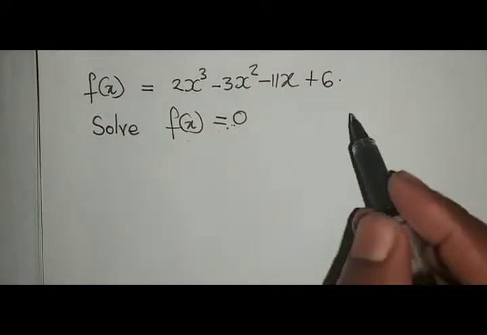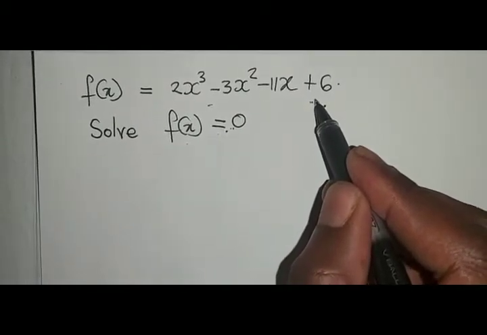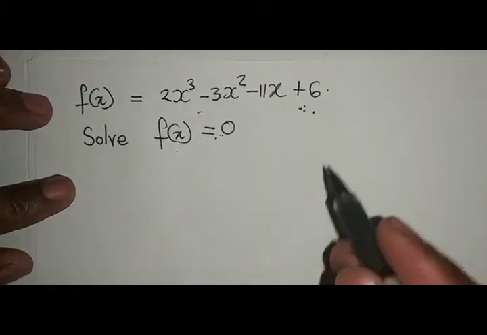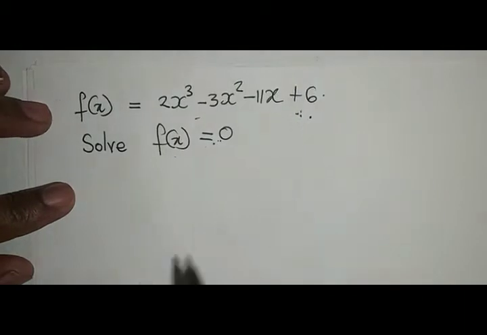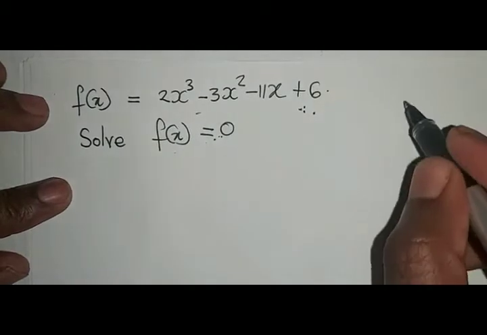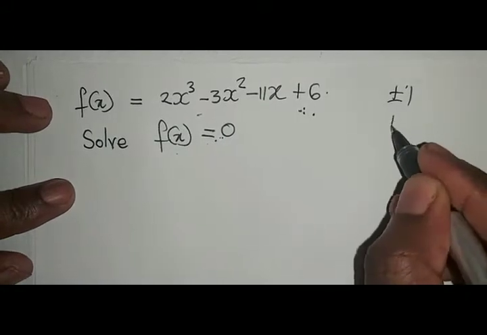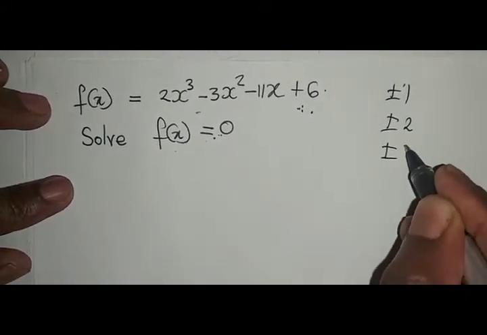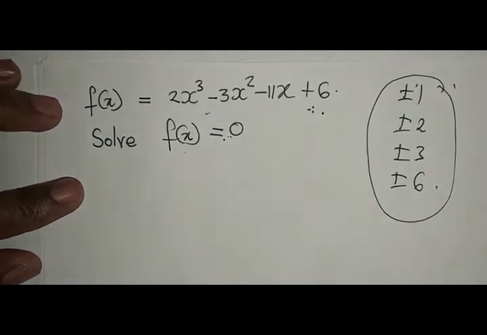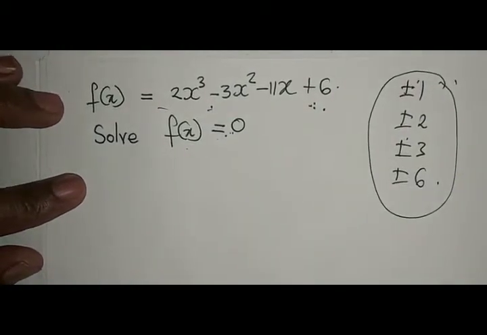So the first thing is we need to factorize. But before we factorize, we must first find the first factor of this cubic equation. To find the factors, we use the factor and remainder theorem. We look for the factors of 6, which are ±1, ±2, ±3, ±6. We enter these into f one by one until we get the one that gives us a 0.